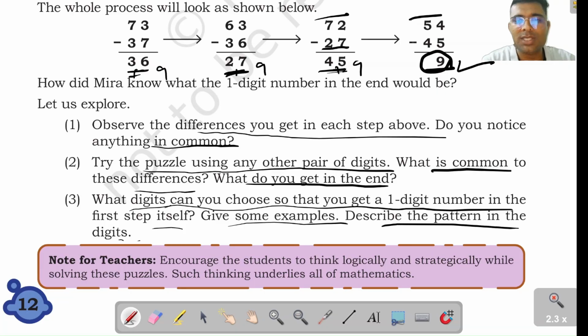Okay, try the puzzle using any other pair of digits. What is common to these differences? So you will try this by yourself. What do you get in the end? In the end you will always get the number 9.